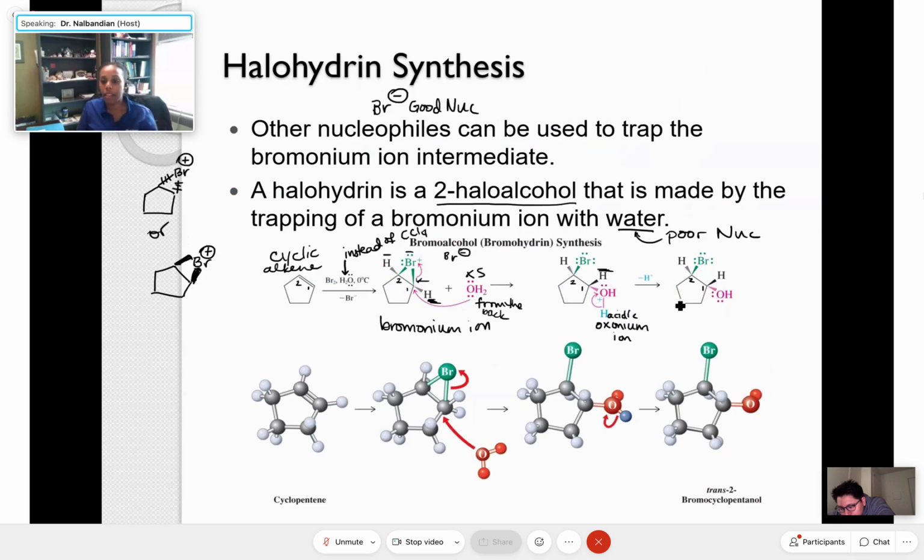So we end up with our bromine in the front and the oxygen of the water, of the alcohol, in the back. So it's still an anti-addition, just like what we were just showing. It's still an anti-addition because the bromine of the bromonium ion is so large that the water has to attack from the opposite face. The water attacks from the opposite face. So we get this product here.